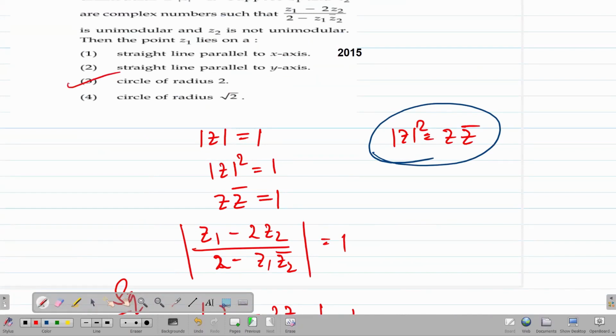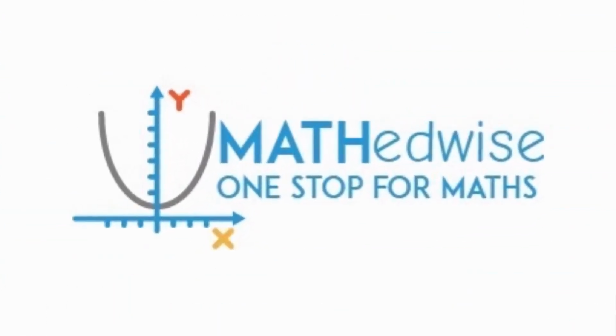So my answer is here, this is my r, and the correct option is option 3, circle of radius 2. I hope this video will help you to understand a lot about Locus.